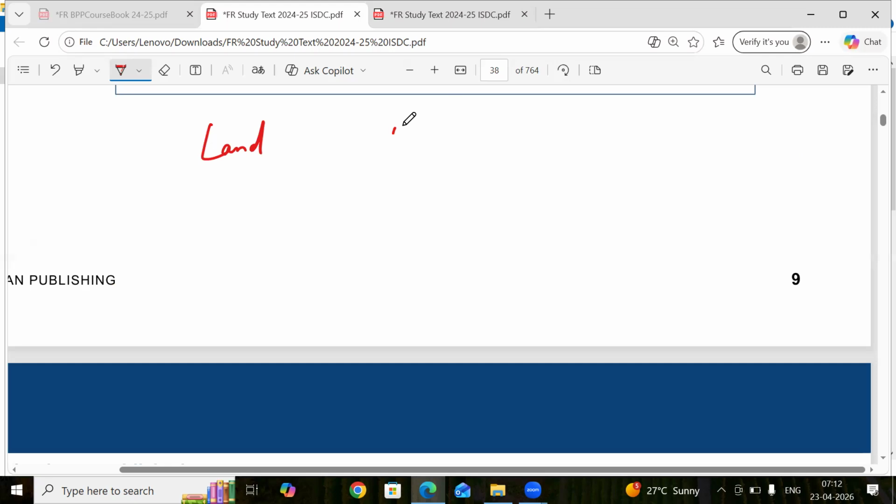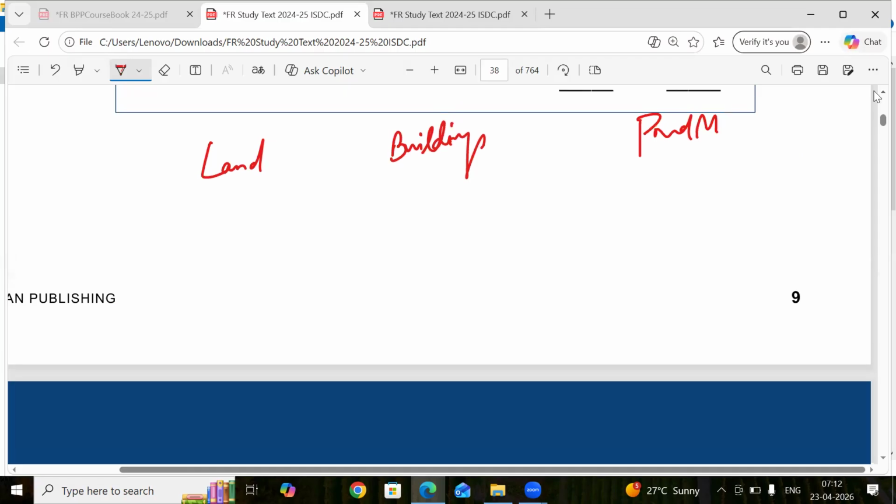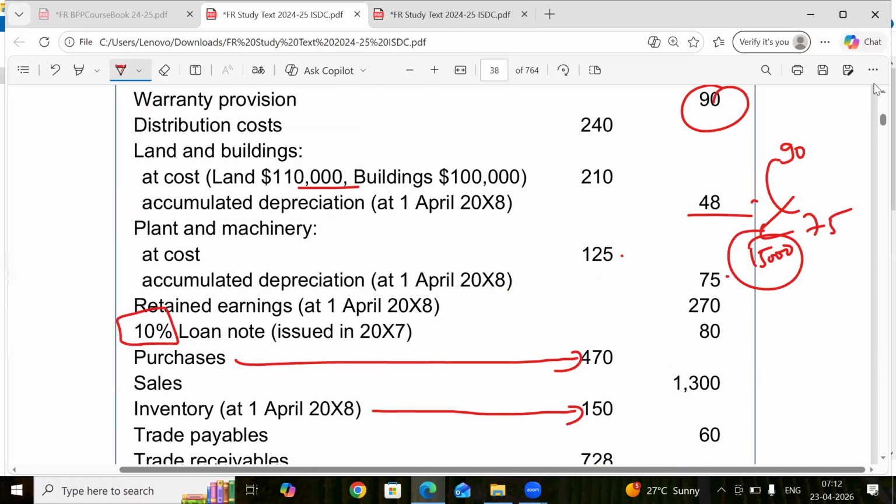Land, buildings, plant and machinery. We will take their cost and remove the accumulated depreciation. First of all, land doesn't get depreciated. Land is always appreciated. So land's cost is 1 lakh 10. Building cost is 1 lakh. So we'll take 1 lakh 10 and 1 lakh.